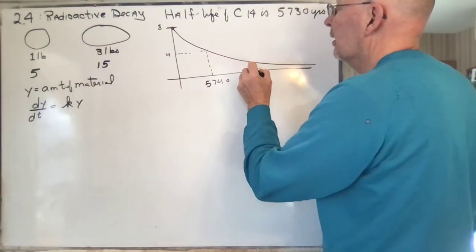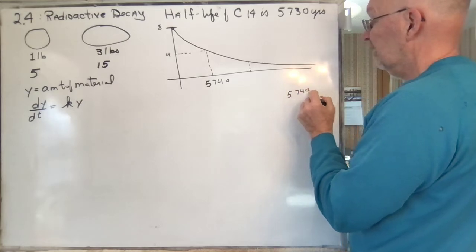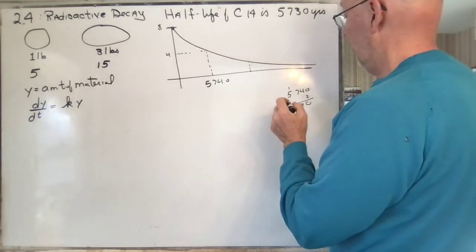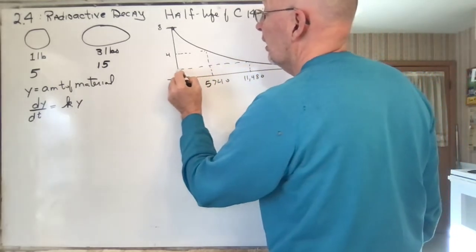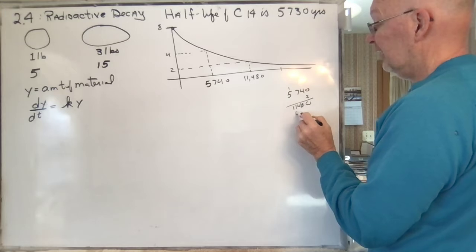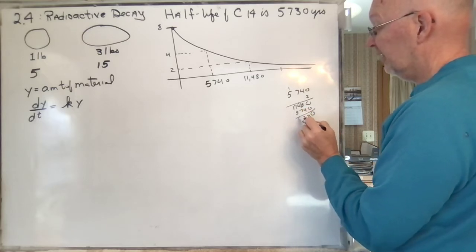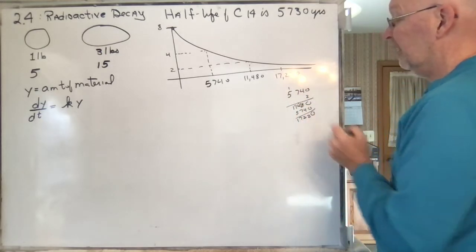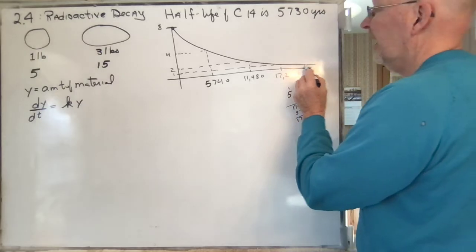And after another, if you multiply that by 2, what are you going to get? 5740 times 2 is 11,480 years, you're going to be down to half of that. So you're going to be down to 2. And then after another 5740 added to that, 17,220 if I did it right, which would be that times 3, you're down to half of that, which would be 1. And then after another that, you're down to a half, and so on.